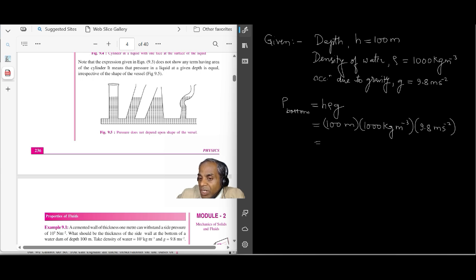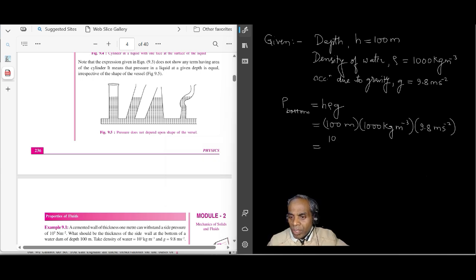If you want to write in scientific terms, 100 will be 10 raised to 2 and 1000 can be written as 10 raised to 3. And we know that when the base is the same and the numbers are multiplied, the exponents get added. So 10 raised to 2 into 10 raised to 3 will give us 10 raised to 5. So let me write it here, 10 raised to 5, and I will remove this to avoid confusion.